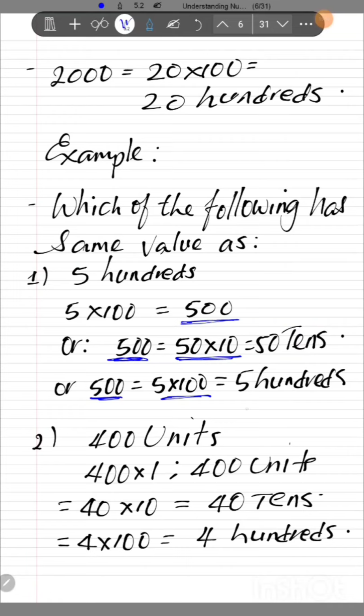What about 400 units? Units means 1. 400 units means 400 multiplied by 1, which is 40 tens, or 4 hundreds. It's another way of saying it. You can say 40 tens, you can say 400 units. Alright, let's go to the next page.